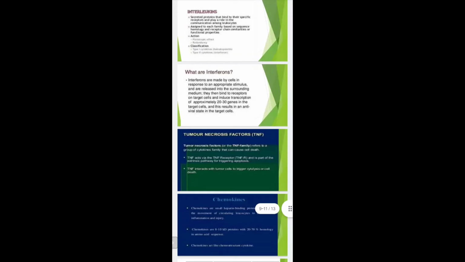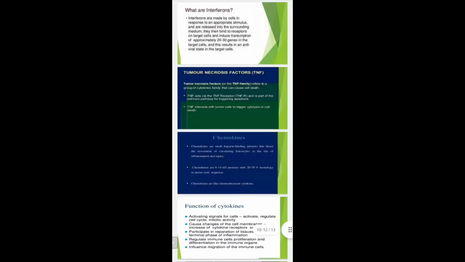Functions of cytokines. Activating signals for cells, activate and regulate the cell cycle, mitotic activity, cause changes of the cell membranes, increase cytokine receptors, participate in restoration of tissue in the terminal phase of inflammation, regulate immune cell growth and differentiation in the immune organs, and influence migration of the immune cells.